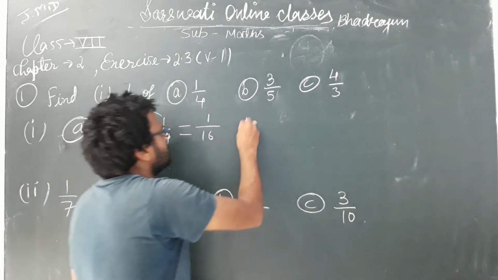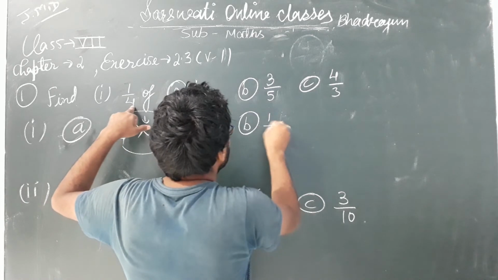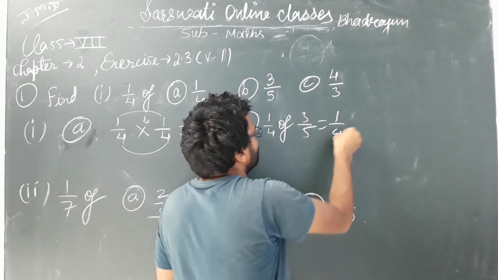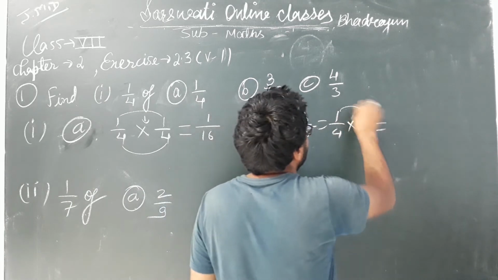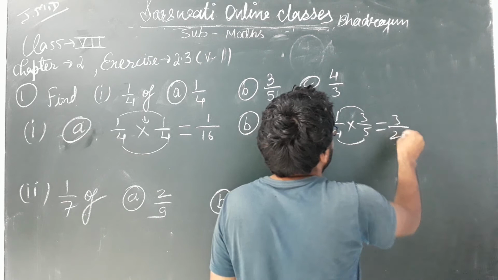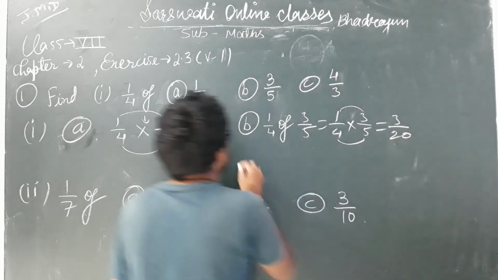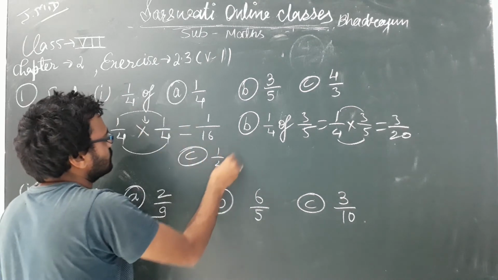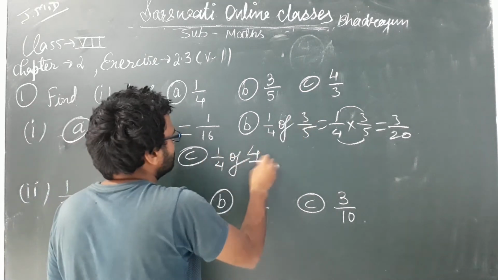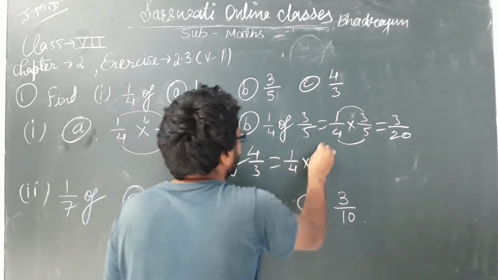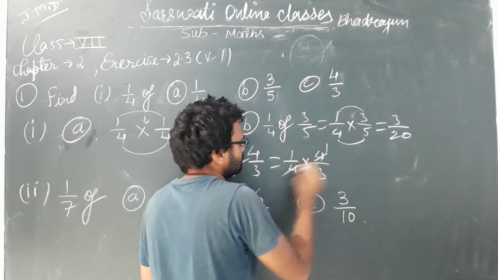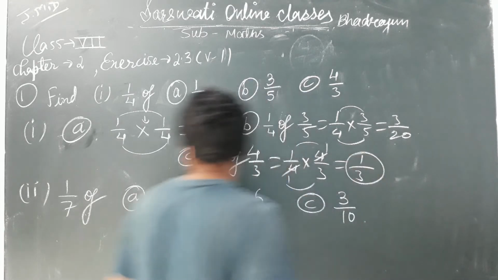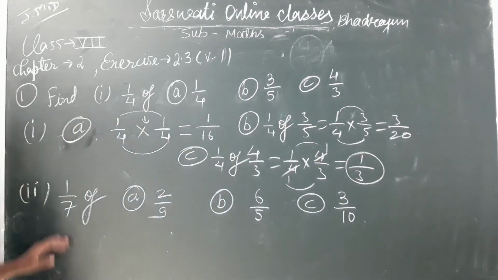Sub part B is 1 upon 4 of 3 upon 5. Now 1 upon 4 into 3 upon 5: 1 times 3 is 3, 4 times 5 is 20. Our answer is 3 upon 20. Part C is 1 upon 4 of 4 upon 3, meaning 1 upon 4 multiplied with 4 upon 3. The 4s cancel, this is 1 and this is 3, so the answer is 1 upon 3. Okay, now the next one is this one.